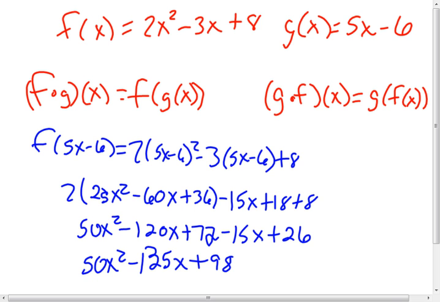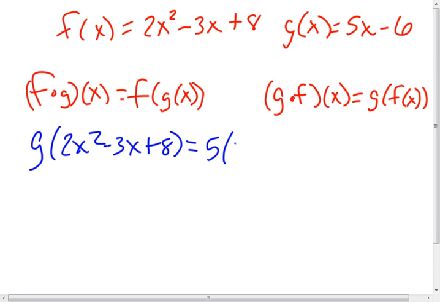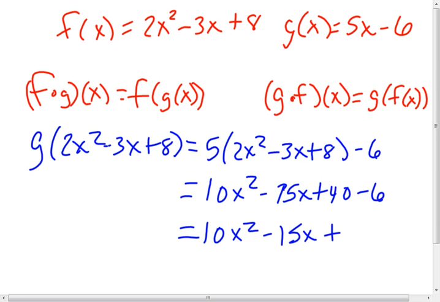Now g composition f, we're going to do the same thing except in reverse. So I'm going to do g of f of x. So let me erase this. g of f of x would be g of 2x squared minus 3x plus 8. So we substitute that for the x in g of x. So it'll be 5 times (2x squared minus 3x plus 8) minus 6. So distribute the 5. 10x squared minus 15x plus 40, and then a minus 6. So simplify, 10x squared minus 15x plus 34.